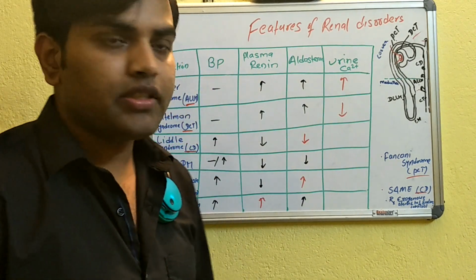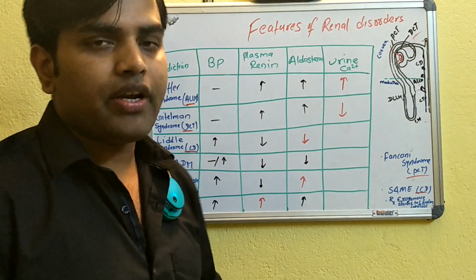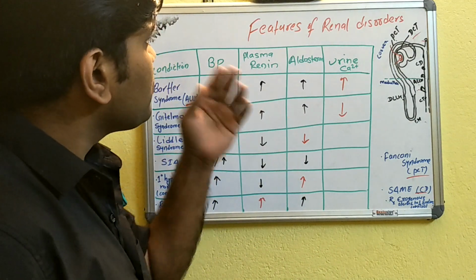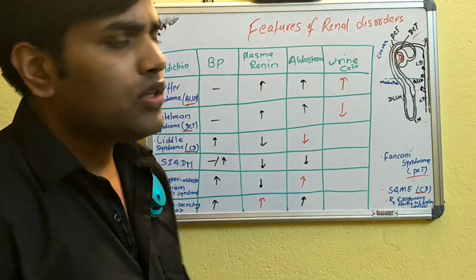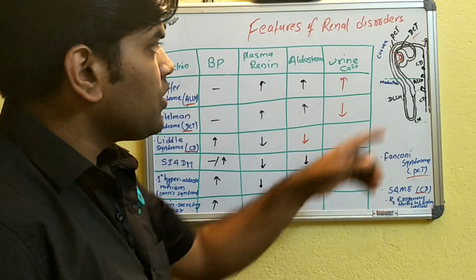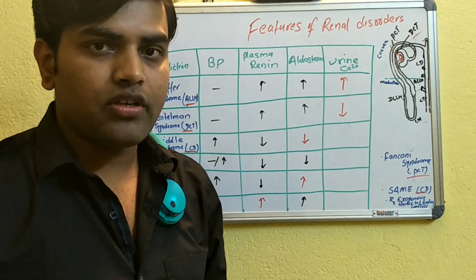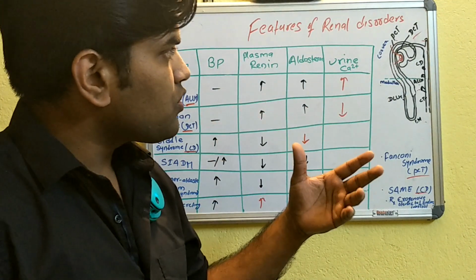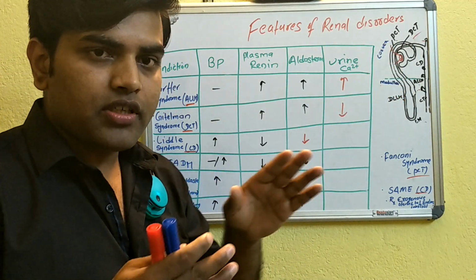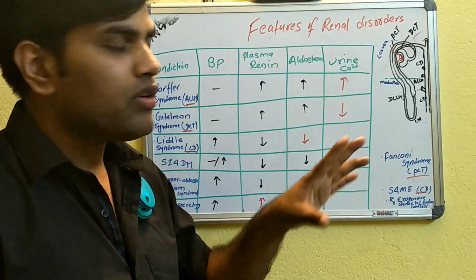Now today we will be discussing the features of renal disorder. Since we are going to discuss the features of renal disorder, we have to discuss first the renal tubules disorder. I have previously discussed this also when we were discussing the physiology of each segment of the nephron.